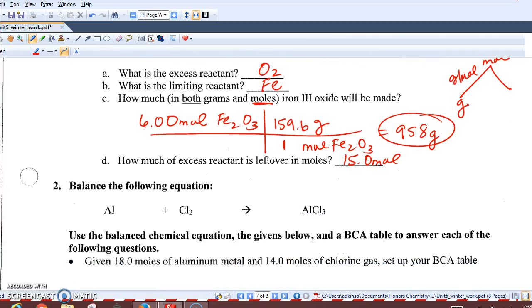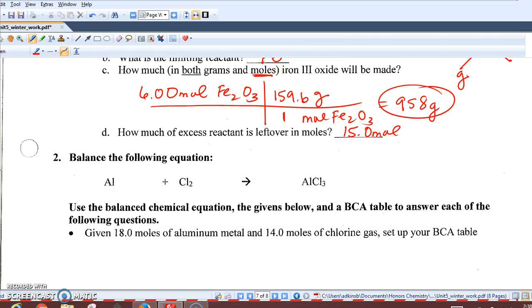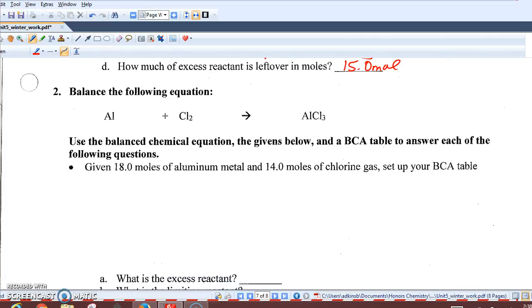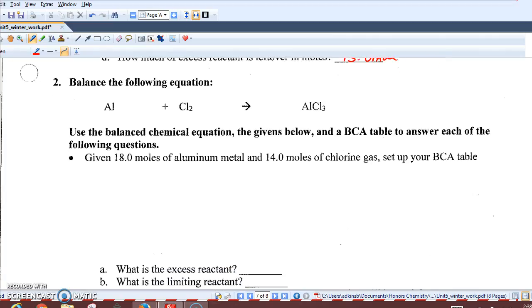Alright, number 2 is very similar. So go ahead and pause the screencast. See if you can get it balanced and answer all the questions, and then click the screencast back on and check your work. So number 2 balances 2, 3, yields 2, another synthesis reaction.